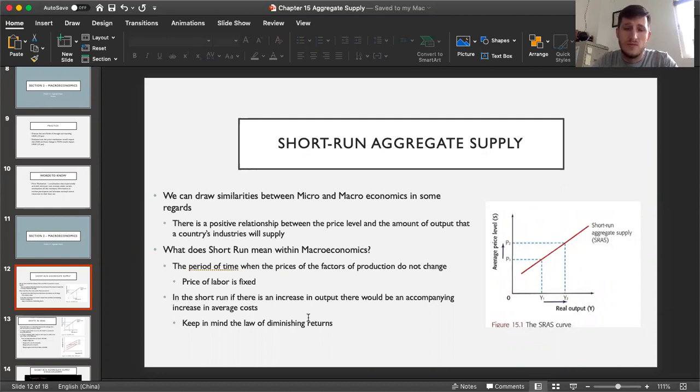But this is what we're going to focus on today, which is going to be looking at short-run aggregate supply. So remember that what makes aggregate demand and aggregate supply really different than regular supply is that we can break it up into two different sections. We can break it up into short run, or SRAS, and long run, or LRAS. Short run is going to operate a lot similar to what you would be used to in a regular supply and demand situation.